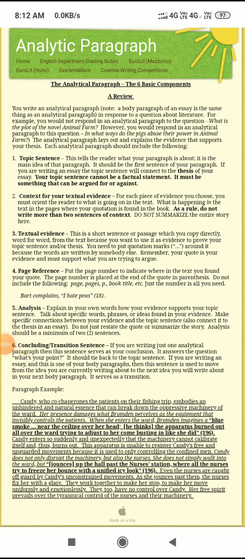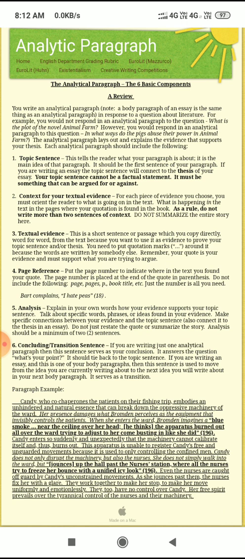Today I am here with a new topic, the analytical paragraph, the 6 basic components, a review. So my dear students, today we are going to study how to write an analytical paragraph. This analytical paragraph is introduced in the class 9th and 10th CBSE curriculum for this academic session 2020 and 2021.